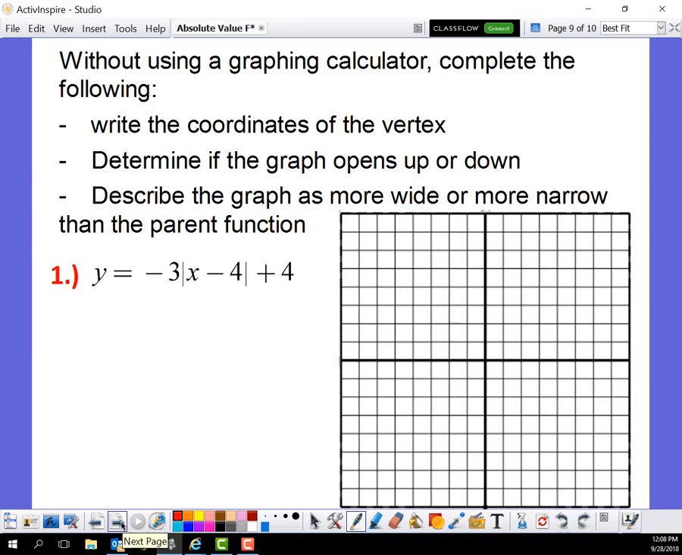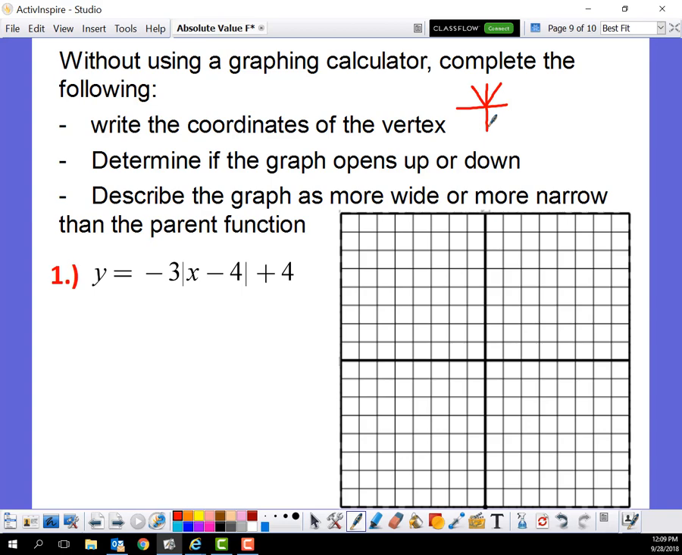Okay, the last thing that we need to cover is a real quick review about some graphing things. When we graph, you should be able to do this without a graphing calculator to identify some of these attributes. The first thing that you're going to do is find the coordinates of the vertex. The parent function of the absolute value family is a V, where the vertex is at the origin.